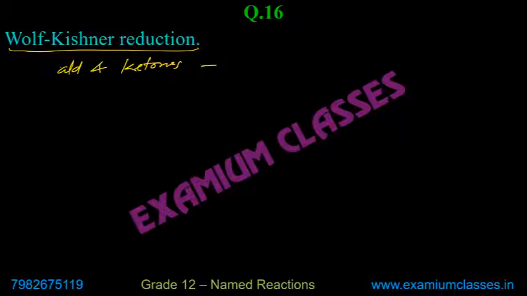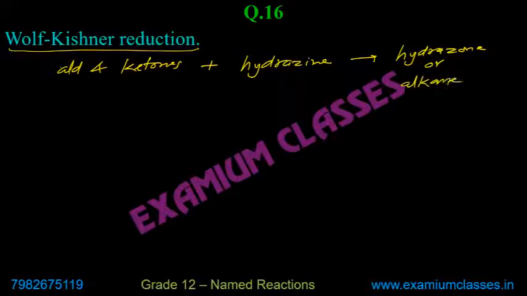So first of all, when we get aldehydes and ketones reacted with hydrazine, then hydrazones are obtained or alkanes are obtained, depending on what we are getting reacted with hydrazone and the conditions.